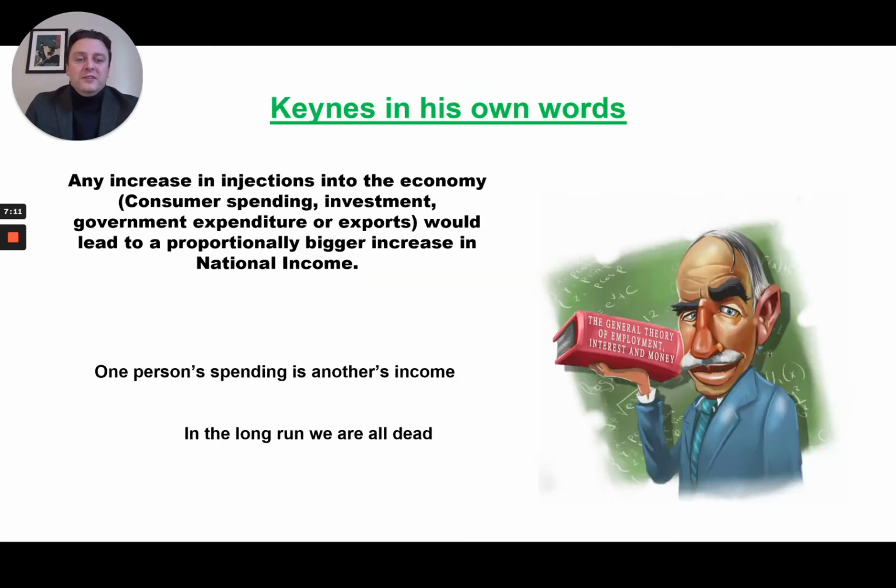So here are three really famous quotes from Keynes. So there's the first one we just talked about. The second one, one person's spending is another person's income. Now everyone knows that. If I said that to any random person in the street, it's fairly obvious. One person's spending is another person's income, but we'll go into more detail about how that's maybe not that immediately obvious. And the other famous quote, of course, from the book is, in the long run, we are all dead.